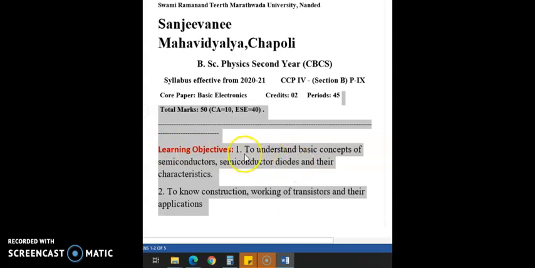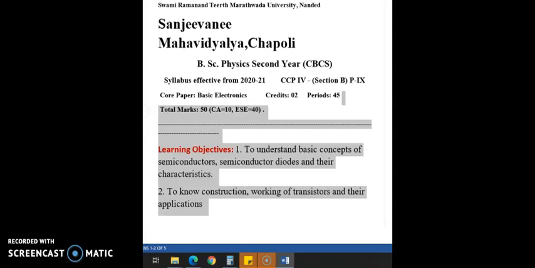are to understand the basic concepts of semiconductor diodes and their characteristics, to know the construction and working of transistors and their applications. Next is to understand the basic operations and applications of operational amplifier. And to use transistors in different combinations as oscillators for generating sinusoidal waves of different frequencies.